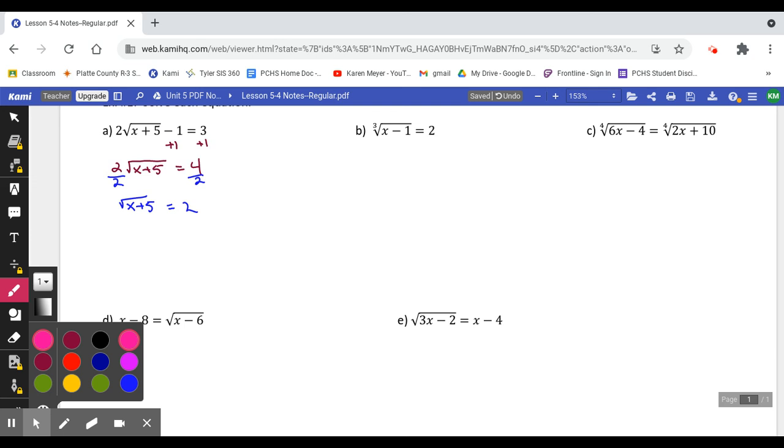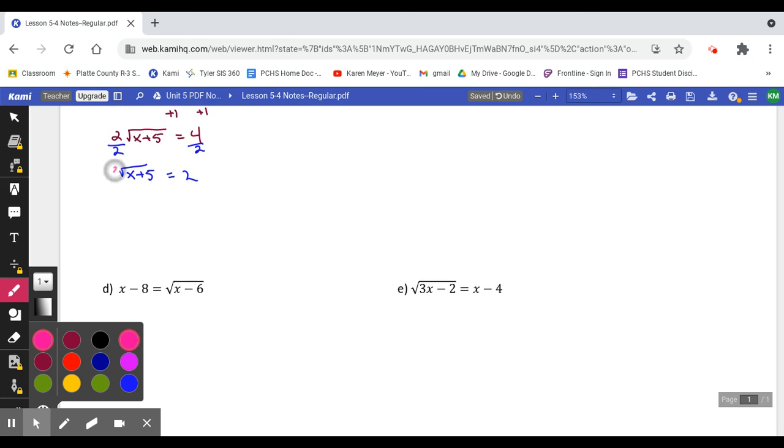Remember, if I say square root, that means the index number is a 2. So I must raise both sides to the same as my index number, which is the power of 2. My power of 2 and my index number cancel each other out, so I just get x plus 5 equals 4. And then subtract my 5 over, and I get x equals -1.